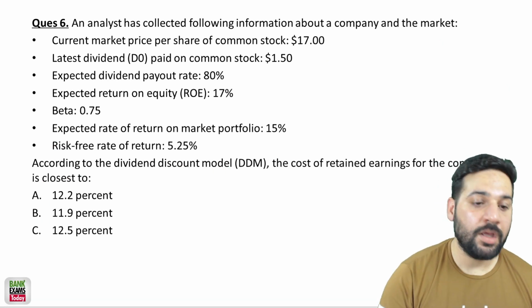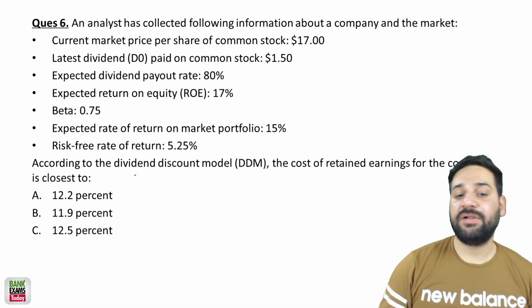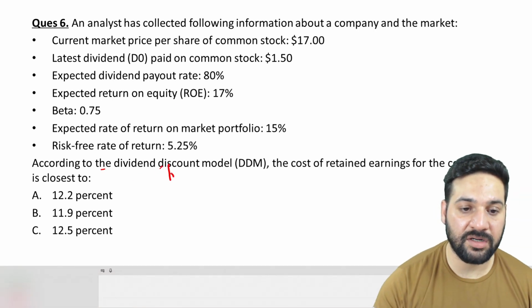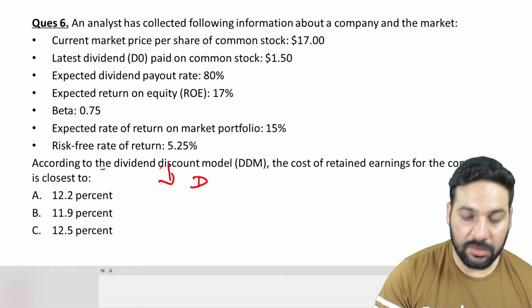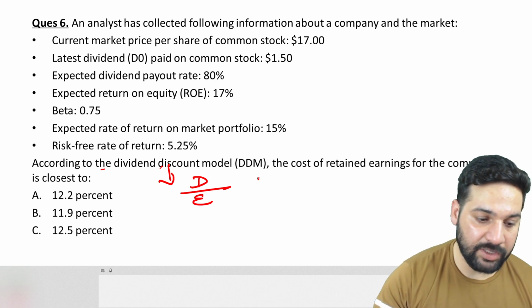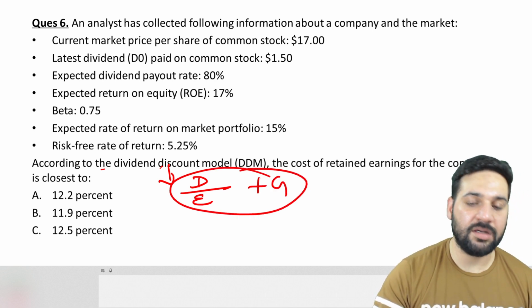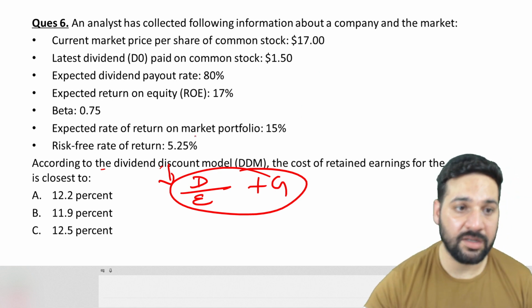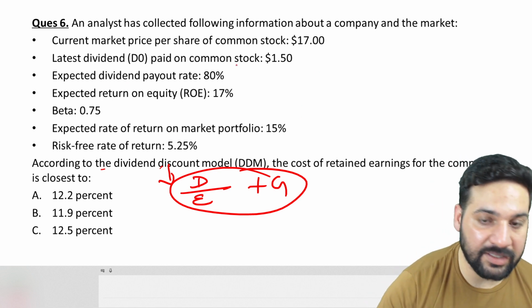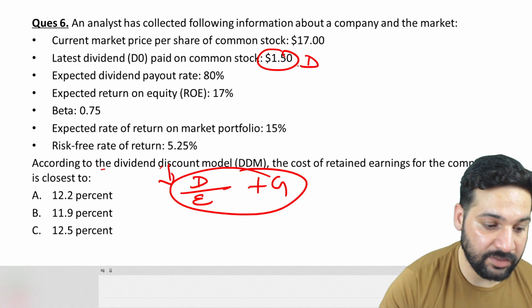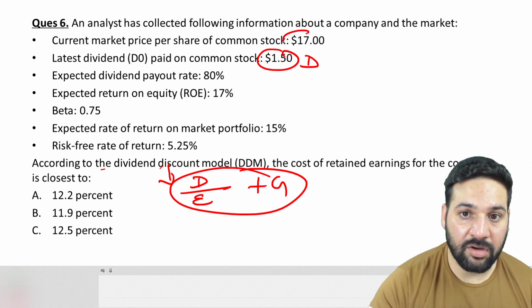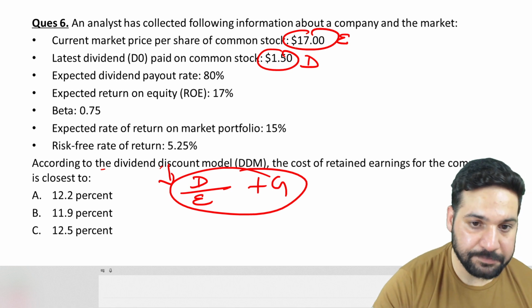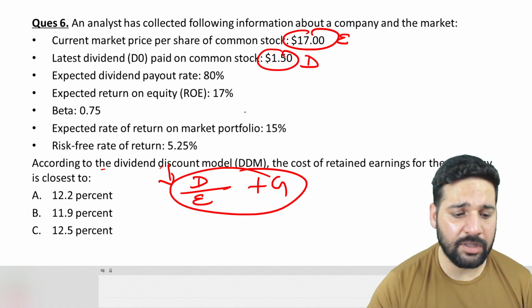Again, this is the dividend discount method. What we do in the dividend discount method is dividend divided by the price of equity, plus growth. This is a simple method to find the cost of equity using the dividend method. Just find out the D, that is the dividend, 1.5. The E is the price of equity. The growth, we need to calculate.